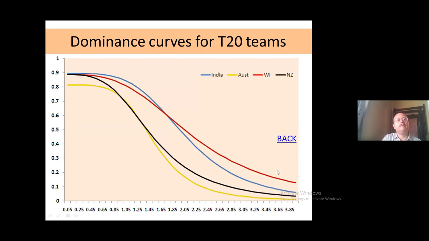Using that, so this is the fitted curves with the functional form. We look at performance of different teams. So in particular, we look at four teams here: India, blue; Australia, yellow; West Indies, red; and New Zealand, black. Their average performance with respect to winning probability vis-a-vis pressure index that they faced. And this is one way of visualizing which teams are more dominant at what kind of situations on an average.